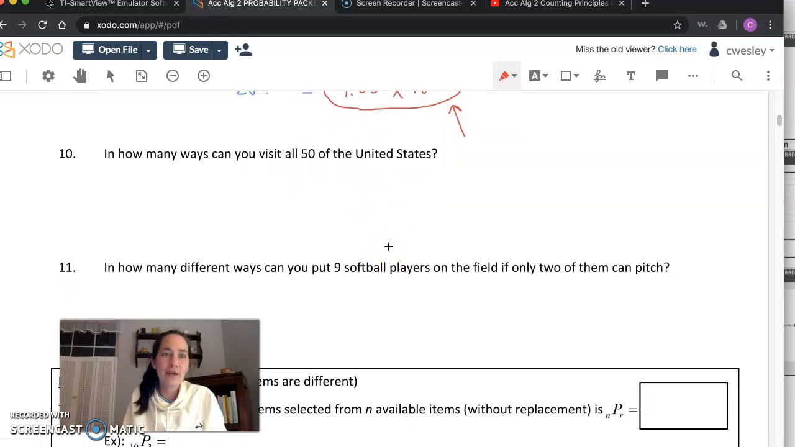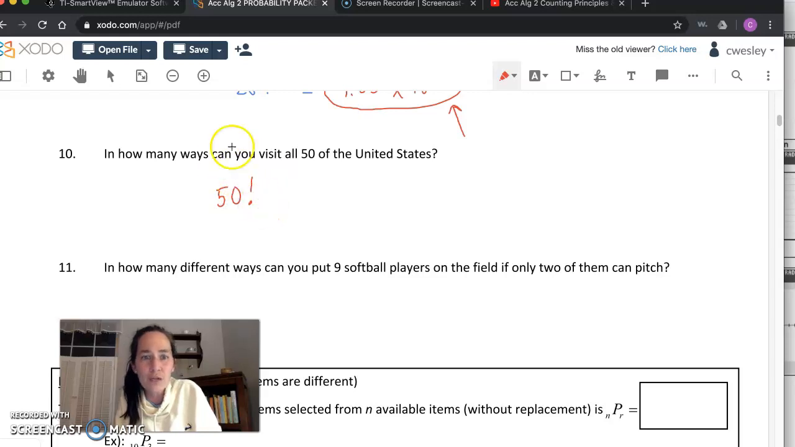Let's look at number 10. And oh man, here we go again. How many ways can you visit all 50 of the United States? That is, if you did blanks, there would be 50 blanks. You have 50 choices, then 49, then 48, 47. And this is a trip we're talking about. So the order really matters here, the way you're going to visit all 50 of them.